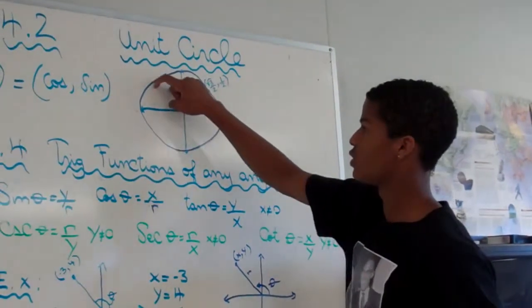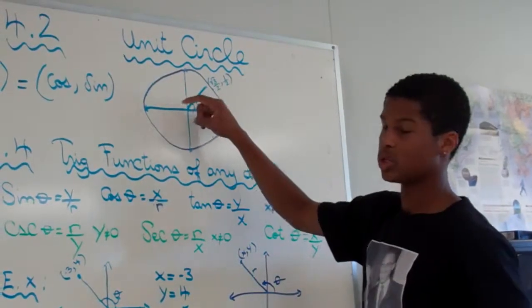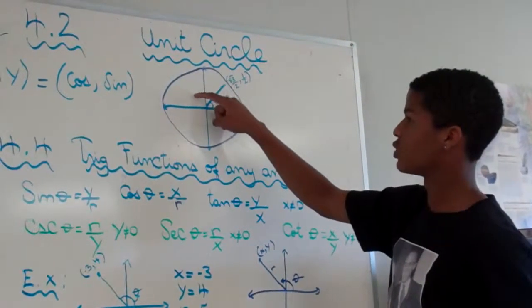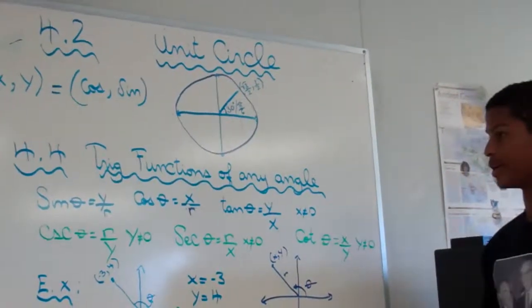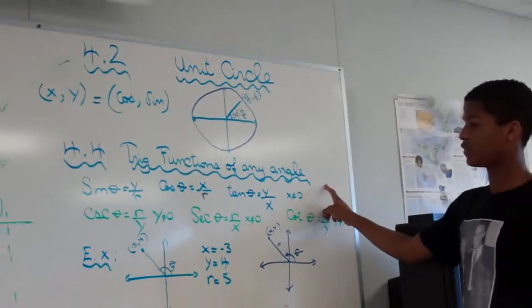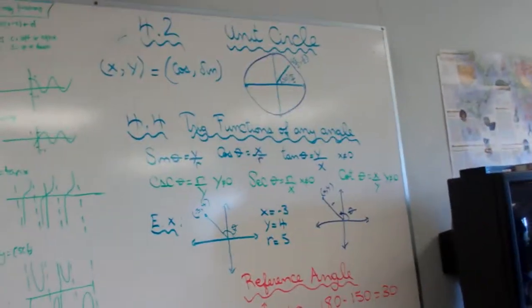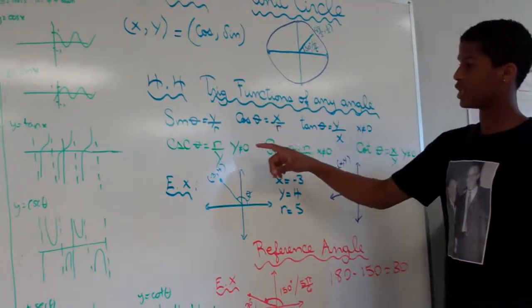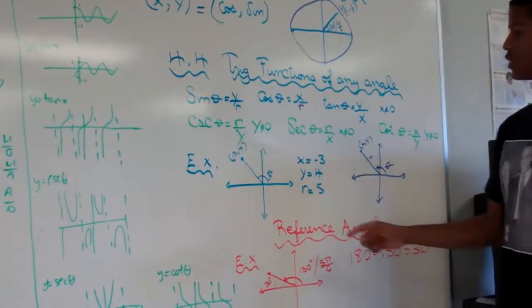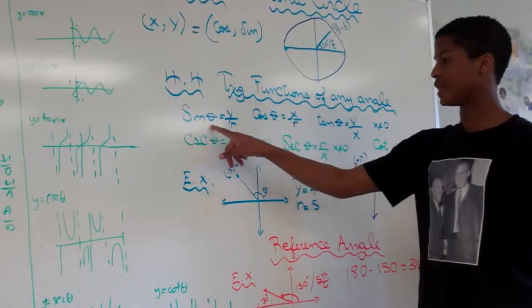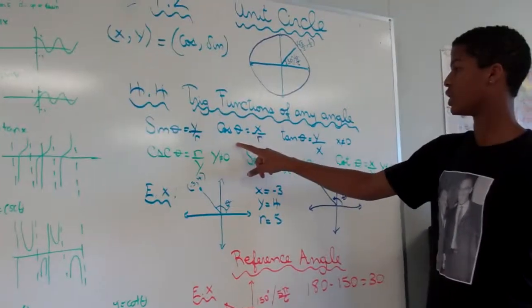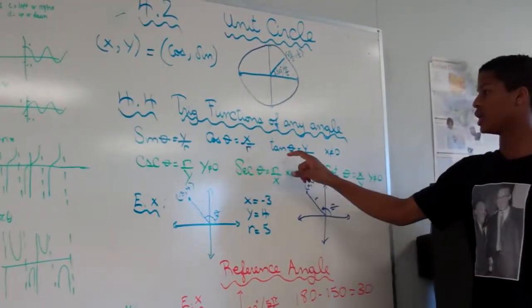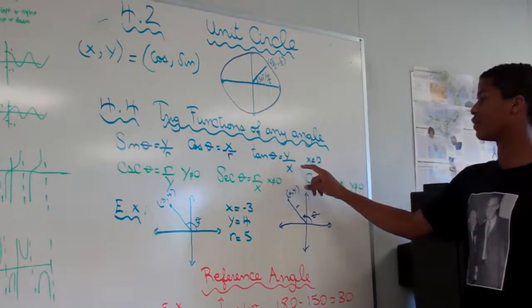So if they give you, for example, 120, you do cosine of 120 and sine of 120, and that's going to be your x and y. For trig functions of any angles, these are the identities: sine of theta equals y over r, cosine of theta equals x over r, tan of theta equals y over x.